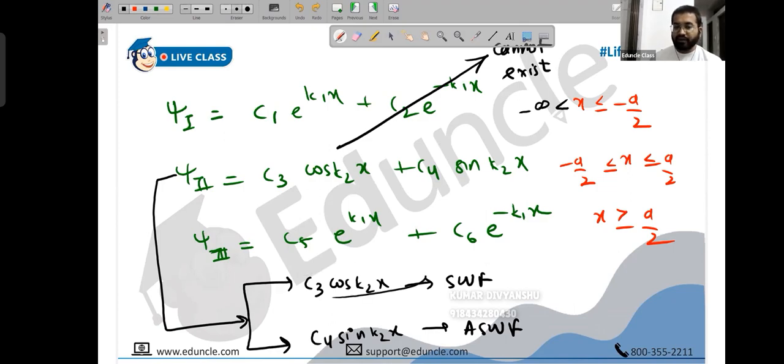And if this is going to exist, you already know the rule. What should be the quantum numbers, people? For even, you will use odd quantum numbers, and for odd, you will use even quantum numbers. So that's also there. Okay.